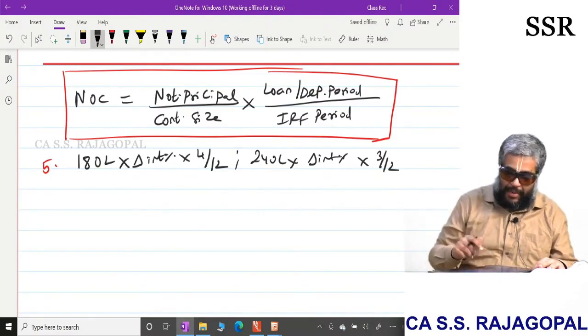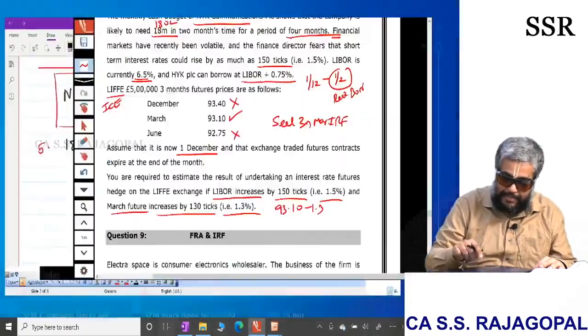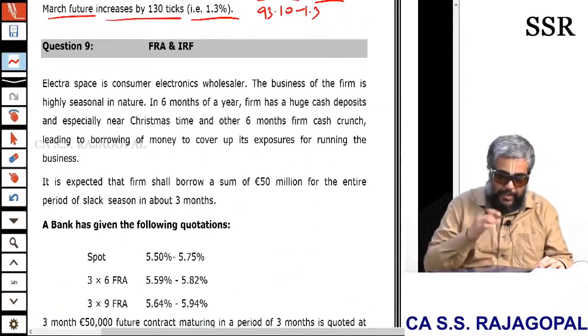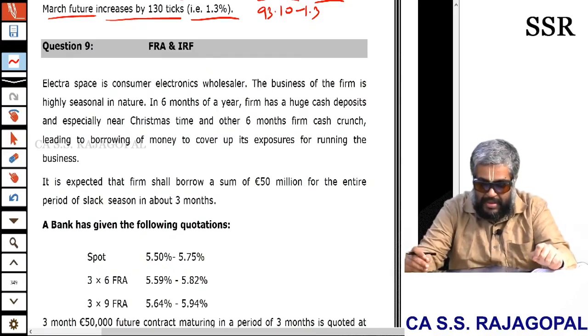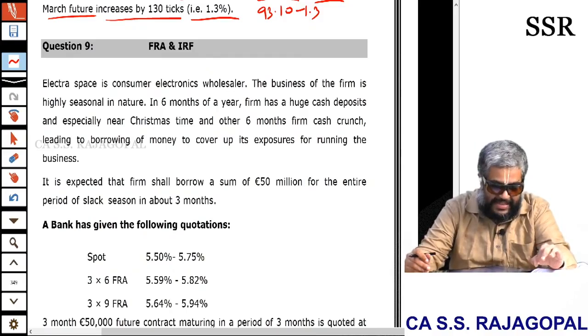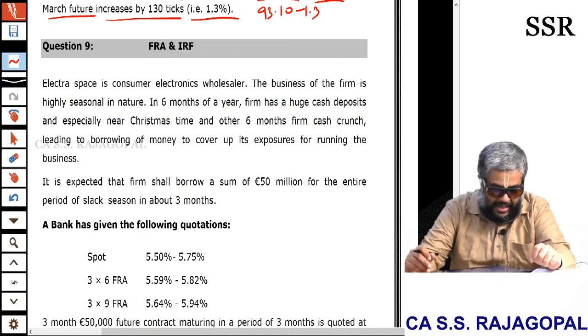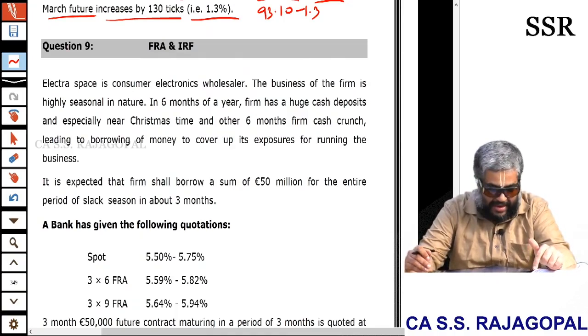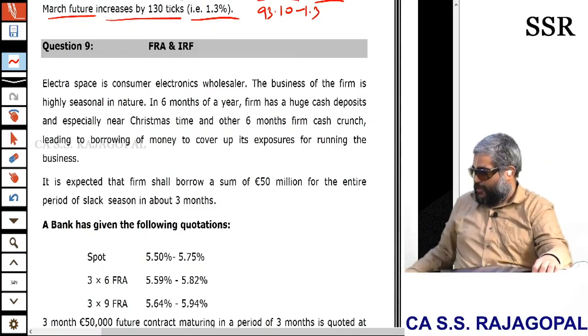Okay, please take question number 9. Electrospace is a consumer electronics wholesaler. The business of the firm is highly seasonal in nature. In 6 months of a year, the firm will have a huge cash deposit, especially near Christmas time. In another 6 months, the firm will be having a cash crunch, leading to borrowing of money to cover its exposure.